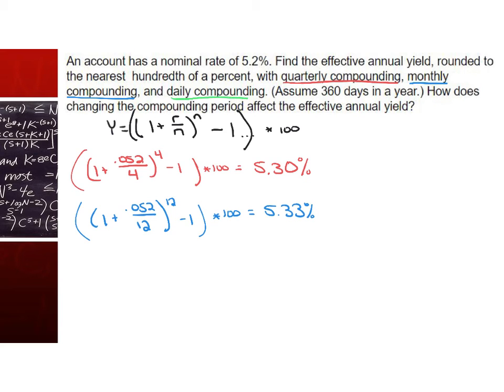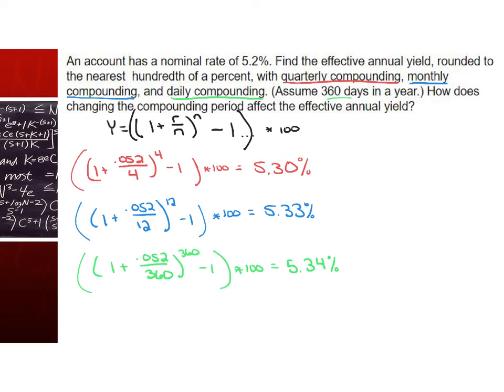And then we have to do daily compounding with 360 days in a year. So 1 plus 0.052 over 360 to the 360th power minus 1. Take the whole thing times 100. And this one I get 5.337, so 5.34%.